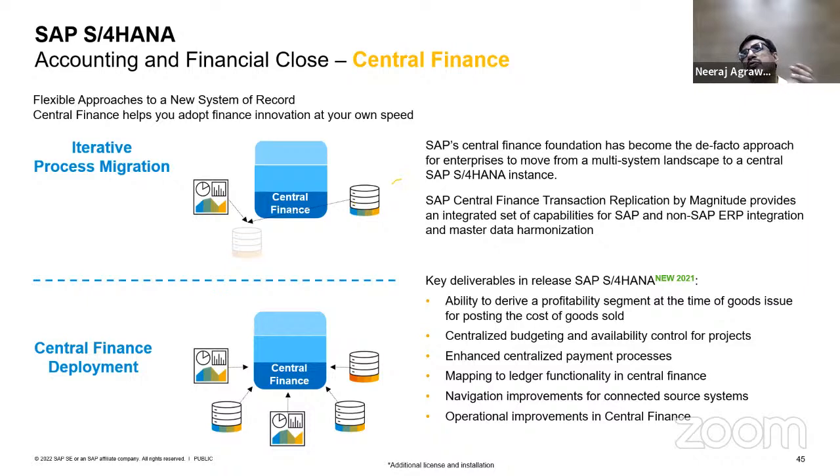Say you have a customer which is there in multiple landscapes, but you have different numbering or identifiers for the same customer, right? Then you will have to do the harmonizations. Those things could become much simpler in central finance, with a lot of harmonization capabilities available there. And so this could make things much simpler.